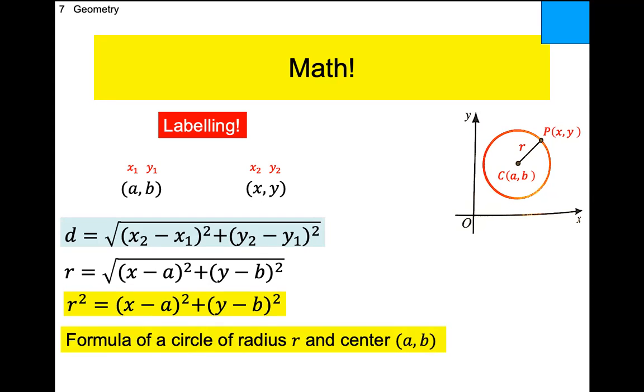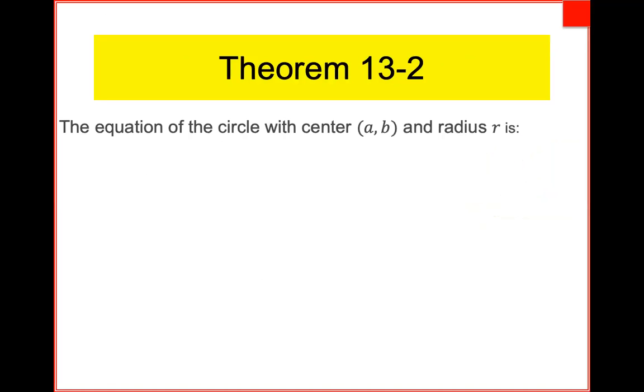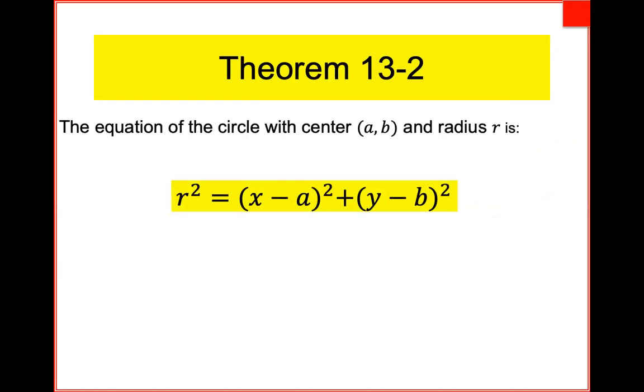We better write that down. In fact, that is theorem 13.2. So the formula for a circle, yeah, there's a formula for it. The formula for a circle is r squared is equal to the quantity x minus a quantity squared plus y minus b quantity squared, where a and b are the center and r is the radius. Notice it doesn't say r squared is the radius. It says r.